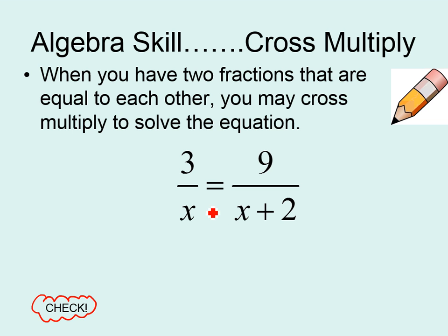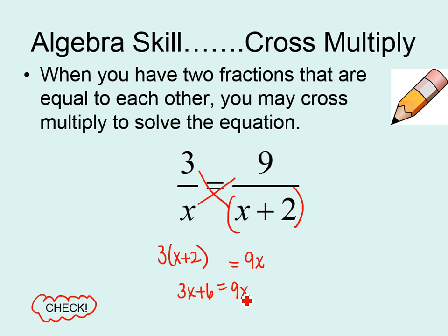So here we go. This would be one that you would have done in Algebra 1. x times 9, that's 9x. 3 times x plus 2. You want to make sure that you multiply everything by 3. So this would be 3x plus 6 equals 9x. Subtract 3x, and we would get 6 equals 6x, x equals 1. Then you would plug 1 back in for x and verify that it worked.